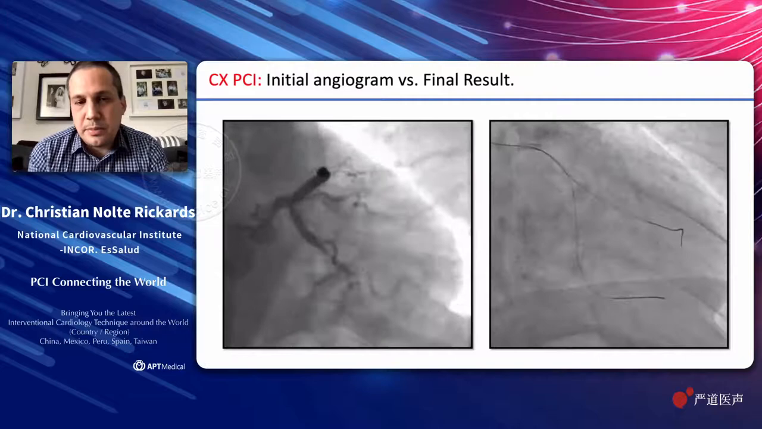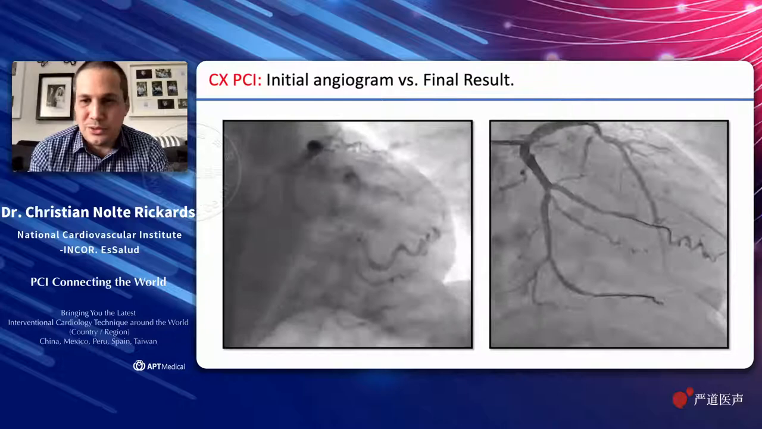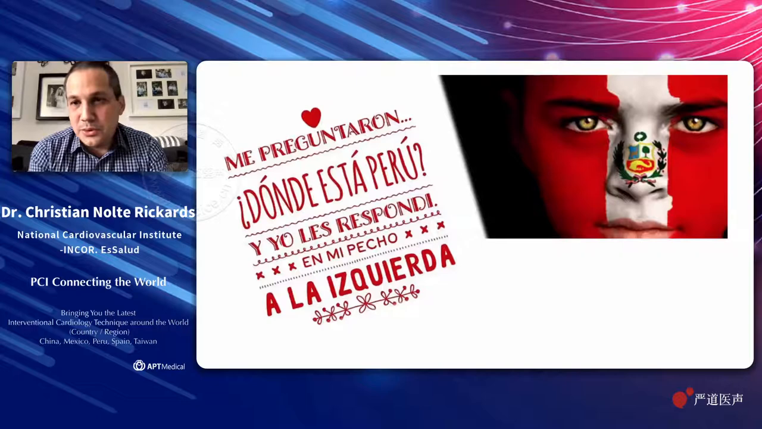The patient went back into ICU. He stayed there for two more days and was discharged. And now he's all the way back in his country, in his town in Tarapoto. For those of you who don't speak Spanish, it says here, someday they asked me, where is Peru? And I answered, it's right here in my chest on the left side.